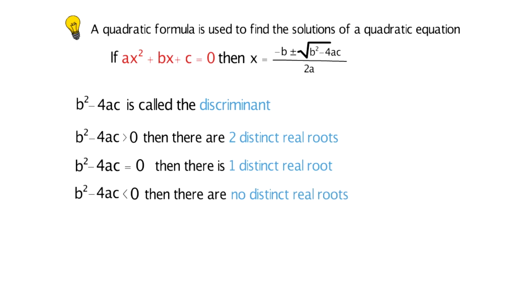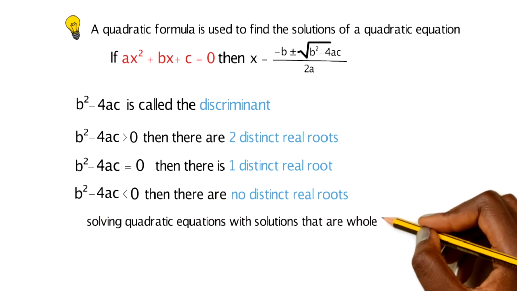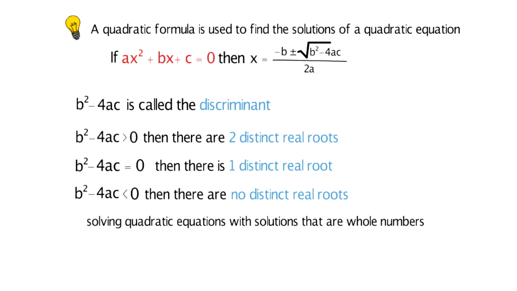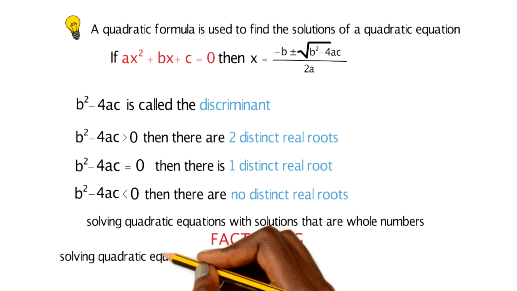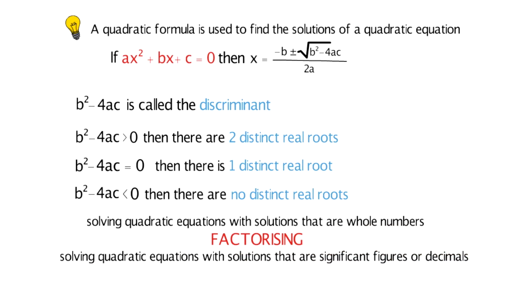The last thing I want you to remember is that when we're solving quadratic equations where our solutions are whole numbers, then you're going to be using factorizing. I've got a video link above for factorizing and expanding. But when you're solving quadratic equations where the solutions involve significant figures or decimals, then you'll be using the quadratic formula. So this is to help you distinguish between the two. Now we're going to go into some practice questions to understand this topic.